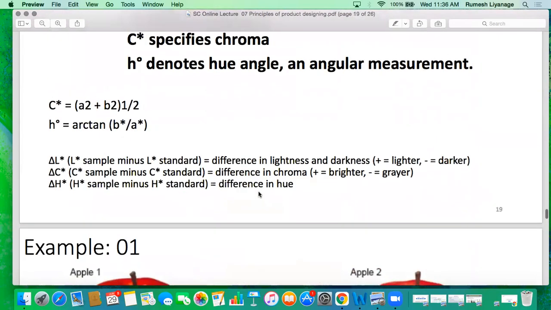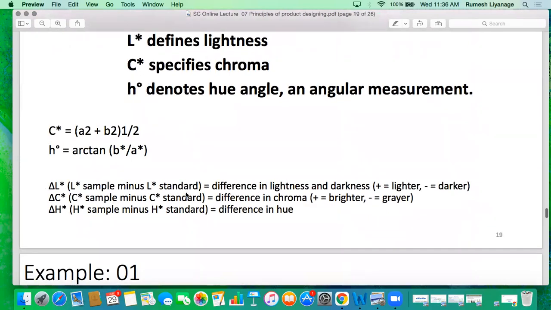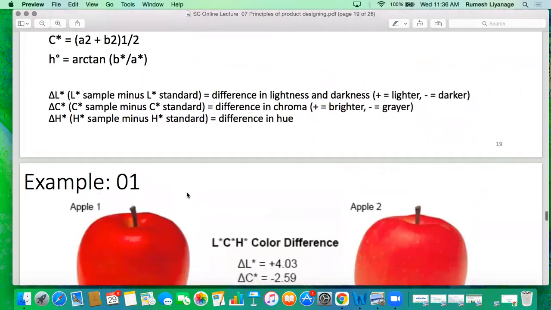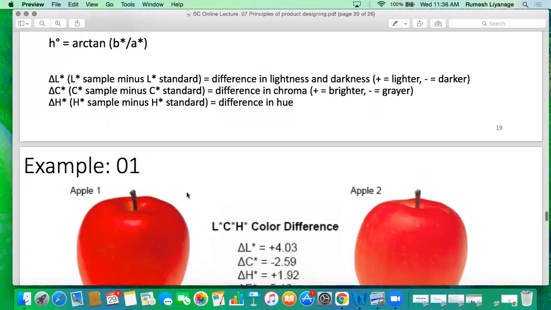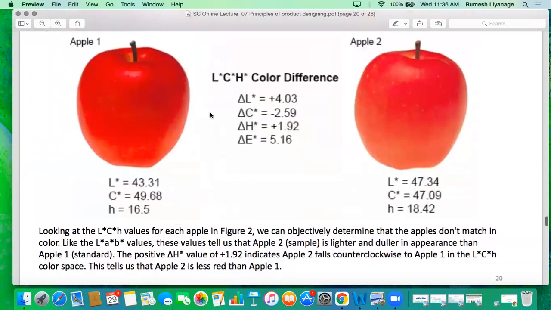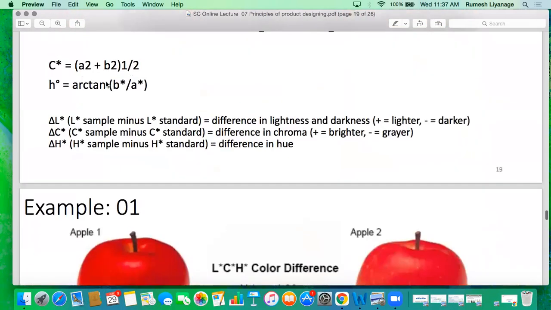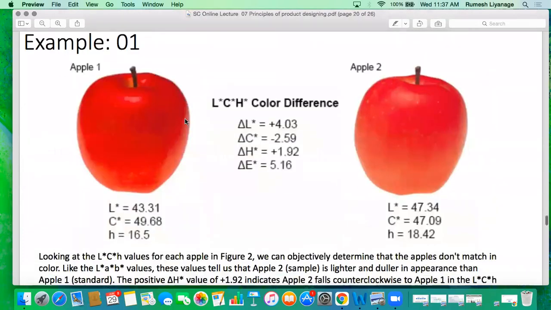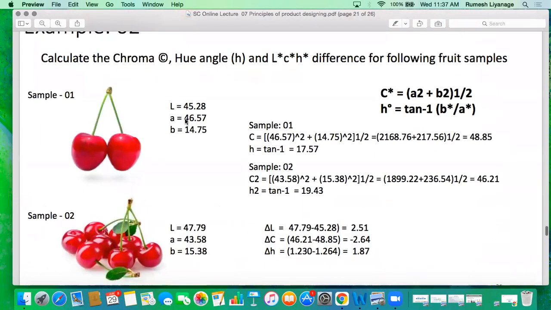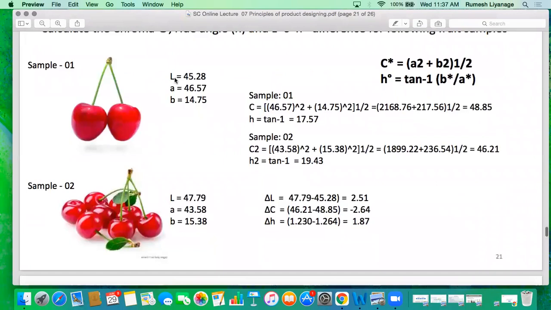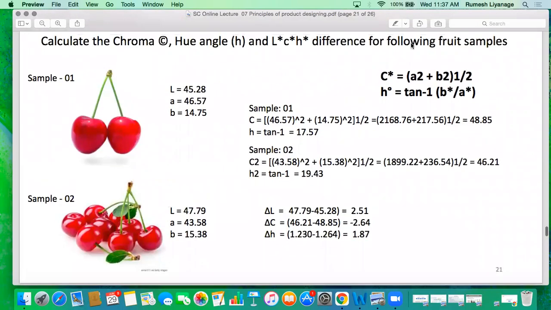Right? Likewise, how to get the delta C? C sample minus C standard. Always we compare the sample against the benchmark, the standard one. Right? So we can get the LCH value, and the delta E value also. And here you can calculate C and H. This is the example. Here we are going to calculate C and H. L, A, B values are there. And you know how to calculate C and how to calculate H, right?